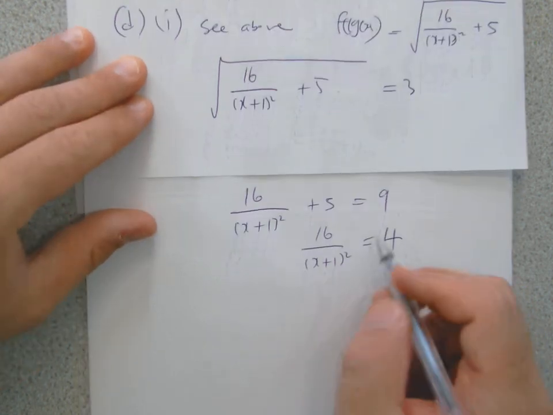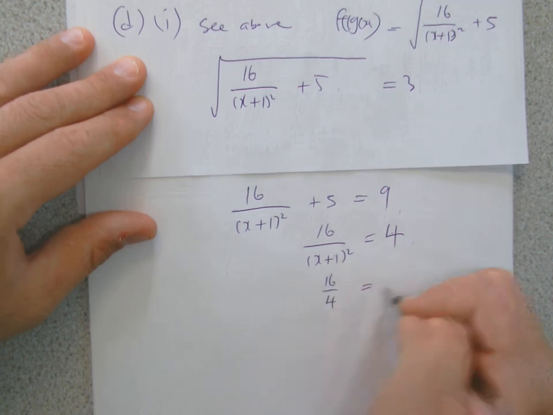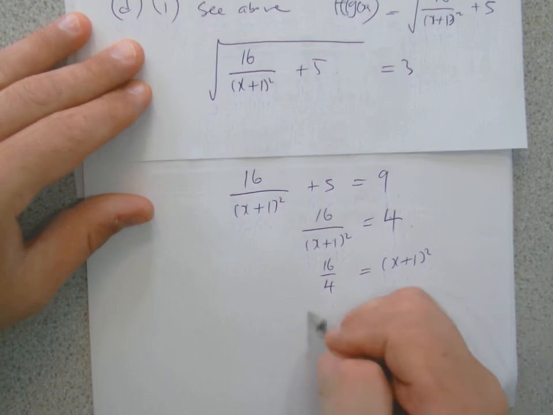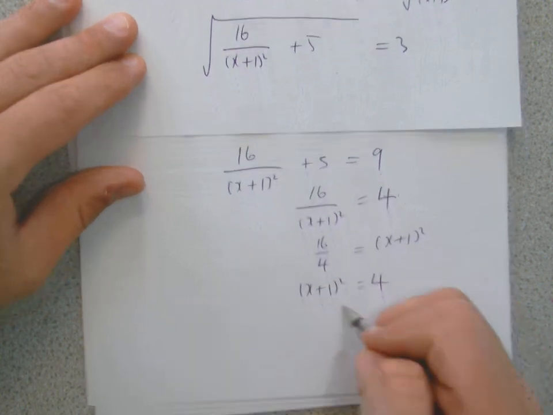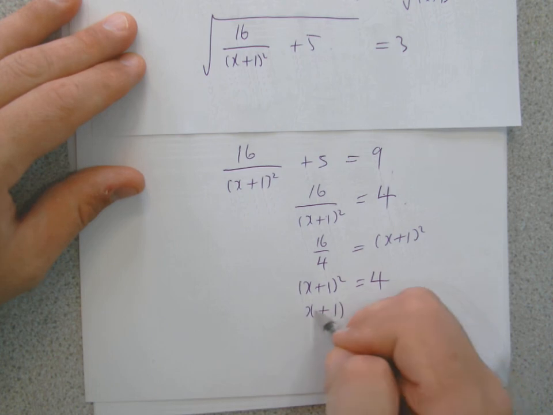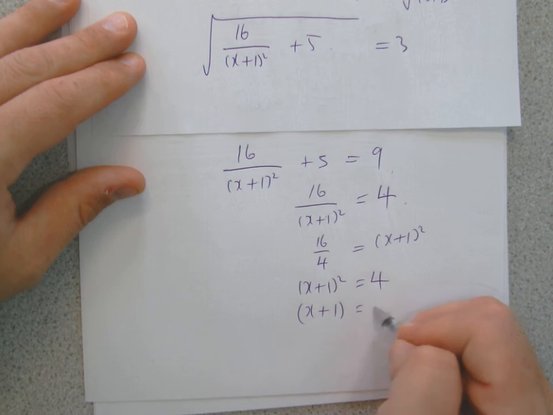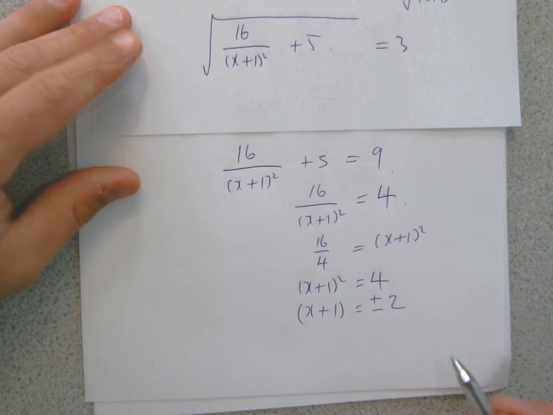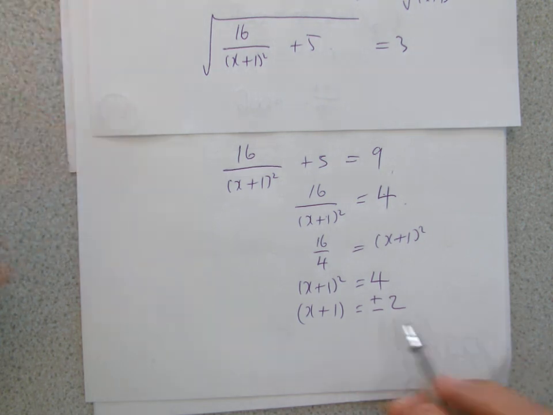Swap these around, take the 4 down there, take the x plus 1 squared up. So you get x plus 1 all squared equals, well, 16 divided by 4 is 4. Then you can take the square over and square root. When you square root 4, you get 2, but it's plus or minus 2. And then we've got to decide what it's going to be. Well, we could have both answers, but let's see what both answers would be.